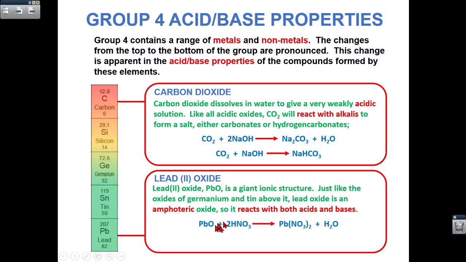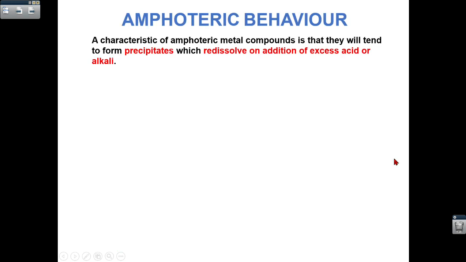So we can react it with an acid, in this case lead 2 oxide reacted with nitric acid, giving us lead nitrate and water, and that's just an acid-base reaction. Alternatively, we can take the lead oxide and react it with an alkali, sodium hydroxide in this case, and that would give us this lead hydroxide salt. So group 4 is quite striking in the transition from a non-metal to metal, from acidic compound down to amphoteric compounds.